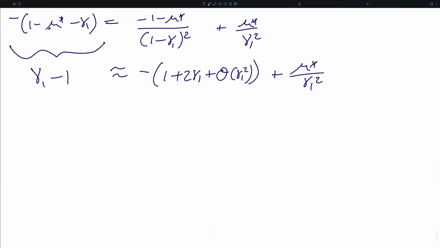that is, the mu star term on this side can be thrown out because it's much smaller than gamma 1. And so all that's left is gamma 1 minus 1. And on this side, this term becomes negative 1 plus 2 gamma 1 plus terms of order gamma 1 squared. And we have still mu star over gamma 1 squared. And that means that altogether, we can write gamma 1 cubed is approximately mu star over 3, which also confirms that in this case, gamma 1 is much larger than mu star, because mu star goes as gamma 1 cubed.